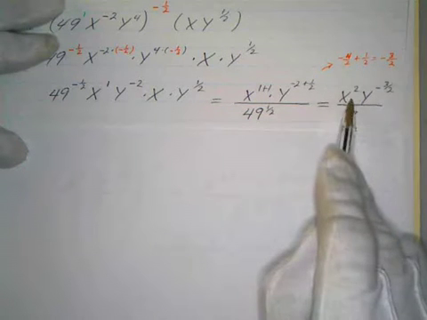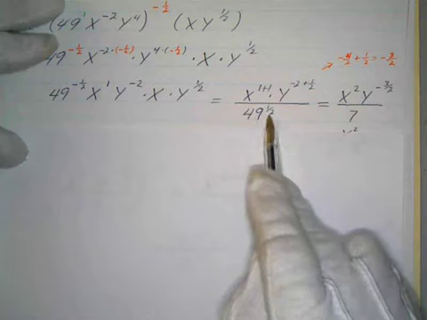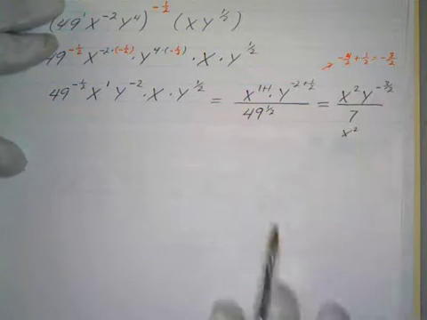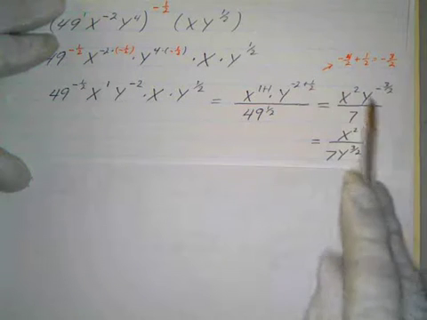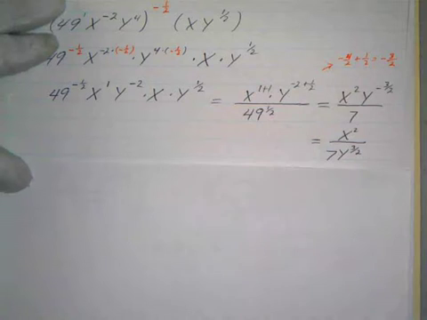And 1 plus 1 is 2. So this is x squared, y to the negative 3/2, and the square root of 49 is 7. And then we don't want negative exponents, so we can put that down on the bottom. And there's your final answer. x squared stays on the top, y goes on the bottom, so that's y to the 3/2, and 7 was already there from the square root of 49. Okay, so I hope that makes sense.